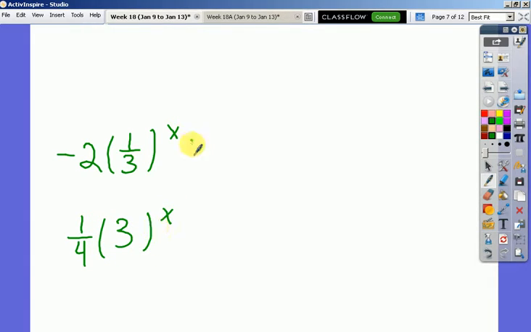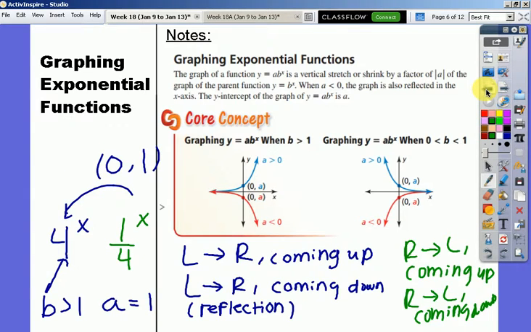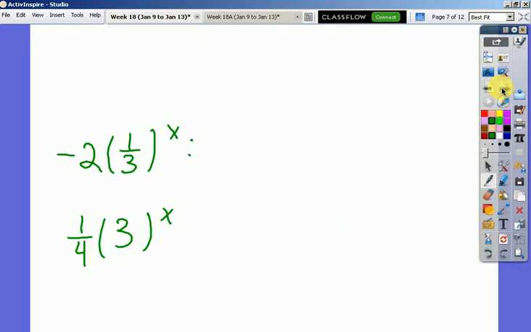Okay. This first one, am I moving from the left to the right or from the right to the left? Right to left, okay? So, if I go back to this chart here, I have a b value that's in between 0 and 1, so I'm going to be moving from right to left coming up. So my graph, I already have a rough idea of what it's going to look like. All right. What transformations are taking place here?